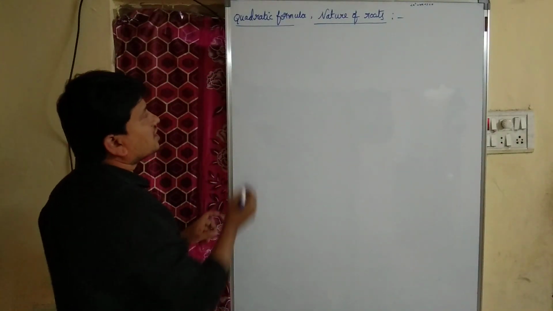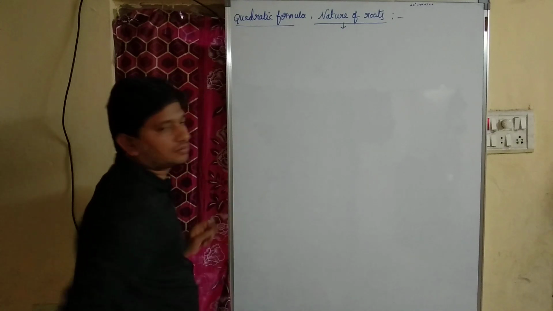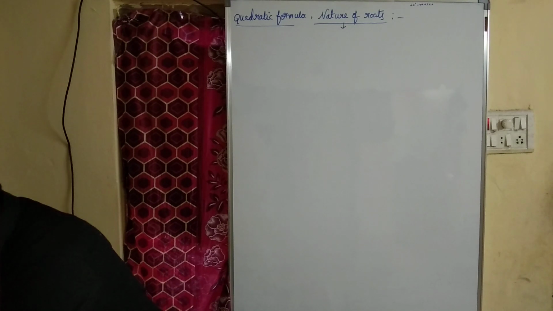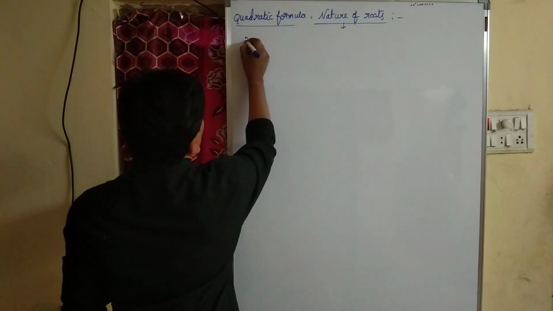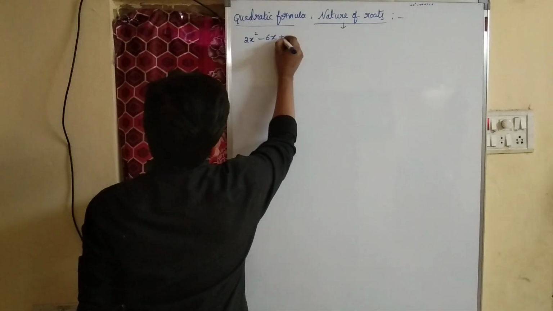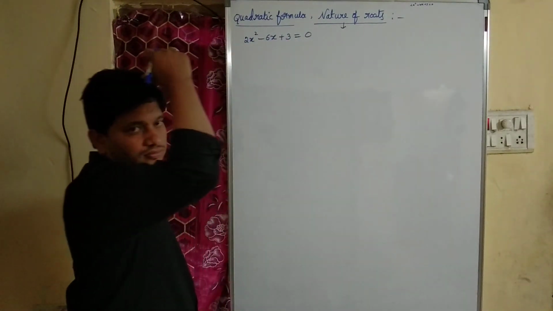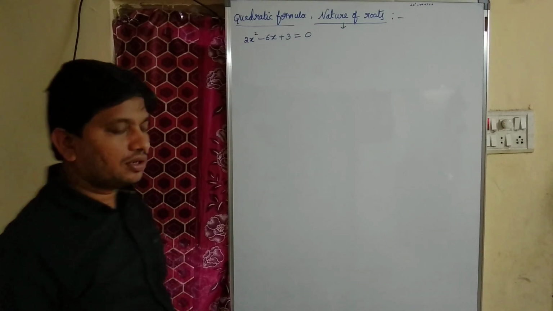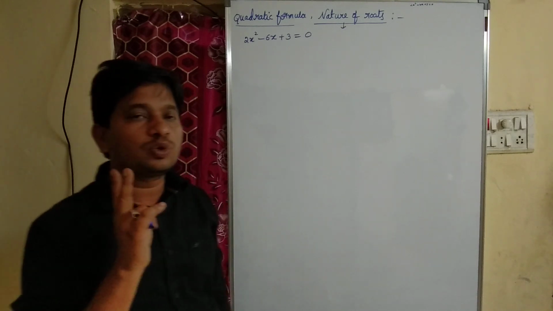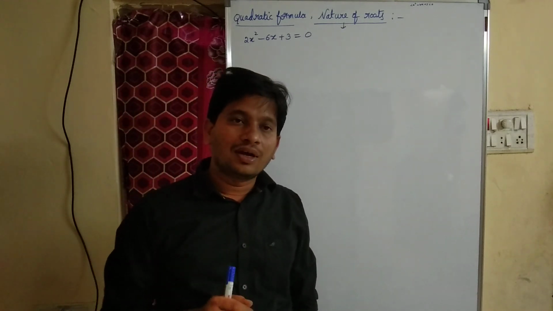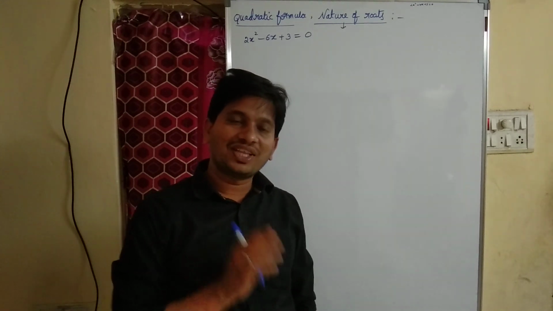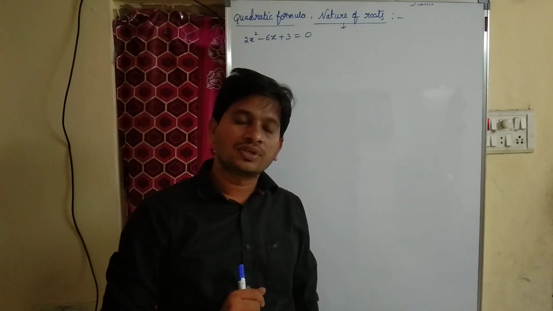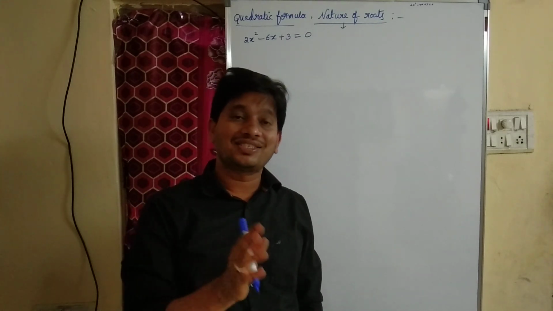So children, let us discuss about now nature of roots. Okay, consider one equation, that is 2x square minus 6x plus 3 equal to 0. I mean, as we know that for a quadratic equation you will get two roots. I mean that two roots, whether they are real roots, are they equal roots? They are not real. Let us see now.